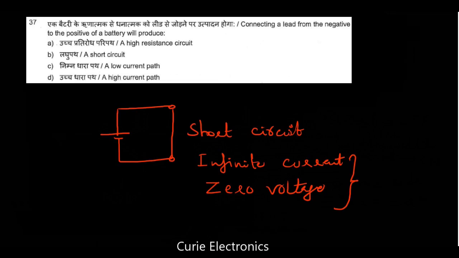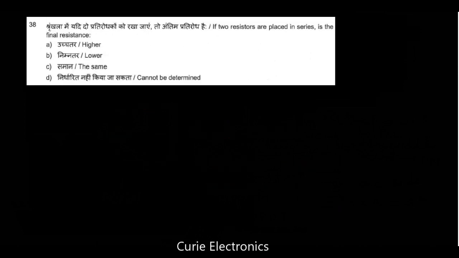There is a short circuit. Answer is short circuit. Question number 38. If 2 resistors are connected in series, the final resistance... We have 2 resistors connected in series. Let this be A and this be B, R1, R2. Now what is the equivalent resistance? RT between A and B equals R1 plus R2.